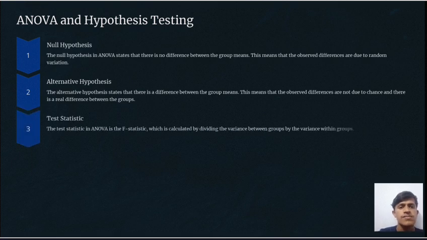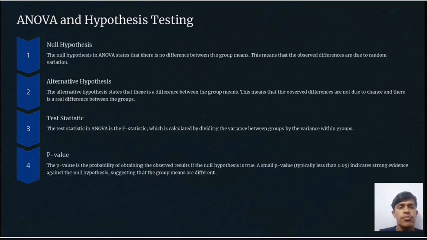Third, test statistic. The test statistic in ANOVA is the F statistic, which is calculated by dividing the variance between groups by the variance within groups. Fourth, p-value. The p-value is the probability of obtaining the observed result if the null hypothesis is true. A small p-value, typically less than 0.05, indicates strong evidence against the null hypothesis, suggesting that the group means are different.